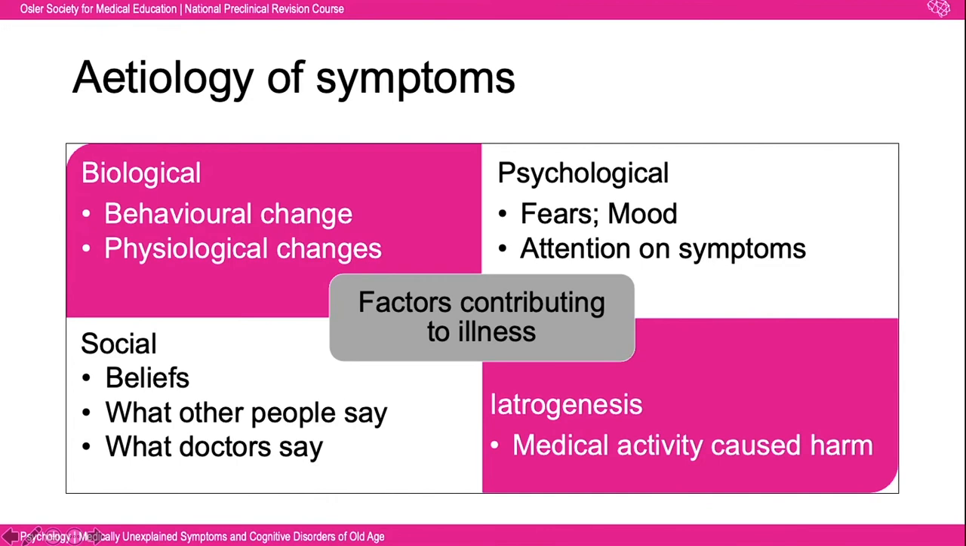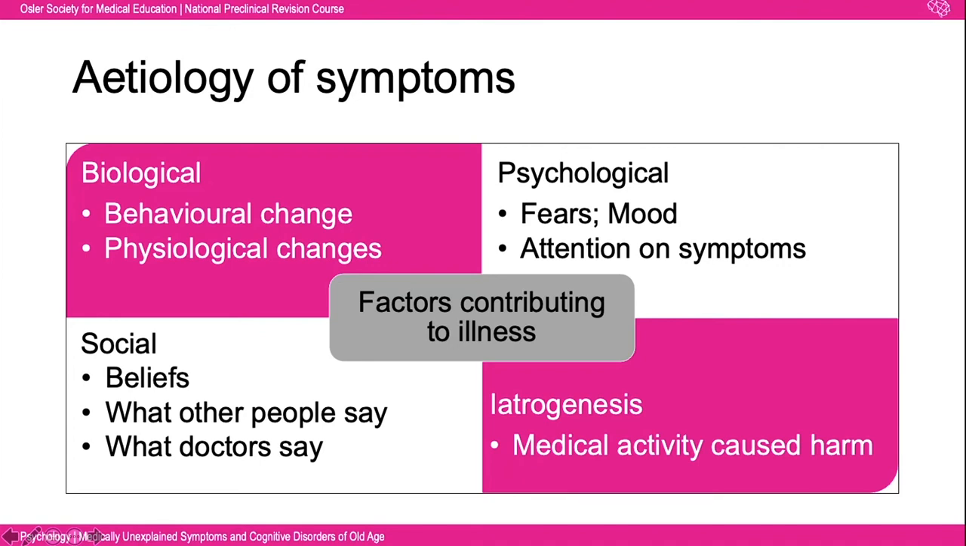Social factors causing medically unexplained symptoms include common beliefs in society, such that all chest pain is dangerous. Also what other people say, for example, "My son had that and he died." And also what doctors say: "It's probably nothing, but it might just be a fatal disease." And this understandably makes people worried about their disease.